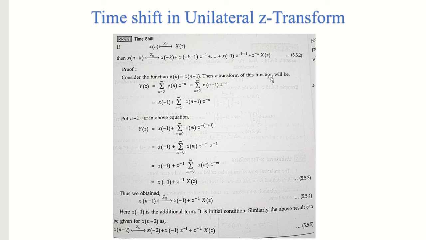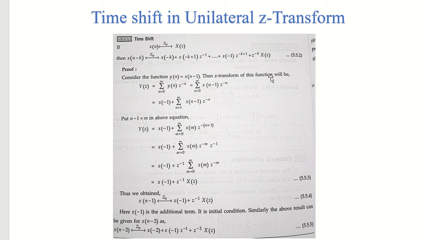Let's see how it will take place. So first let's consider my signal y of n equals x of n minus 1, and then let's try to find out the Z transform of this function. So you all know the formula for Z transform. It is y of n into z raised to minus n. So the formula will be summation n equals 0 to infinity x of n minus 1 z raised to minus n.